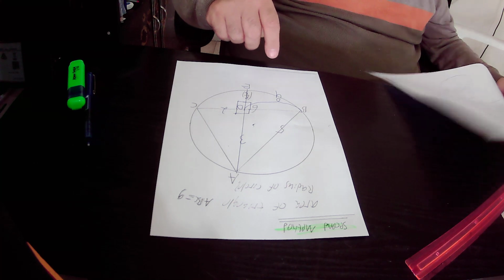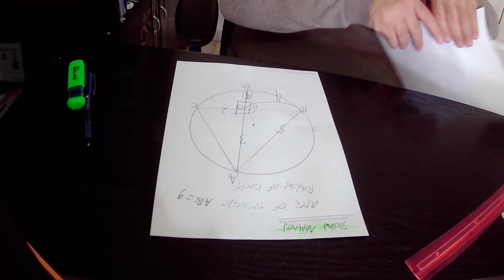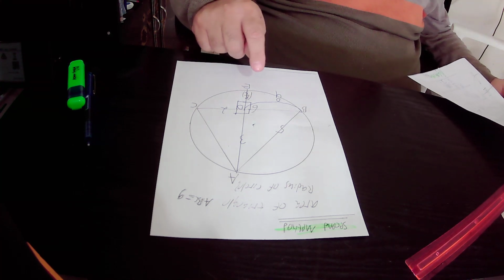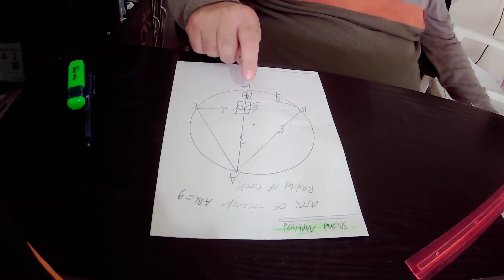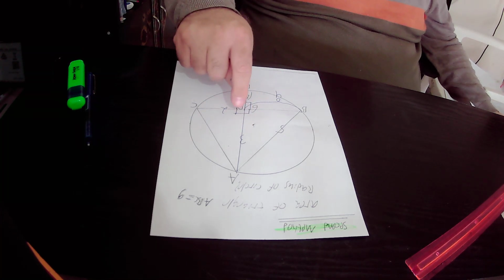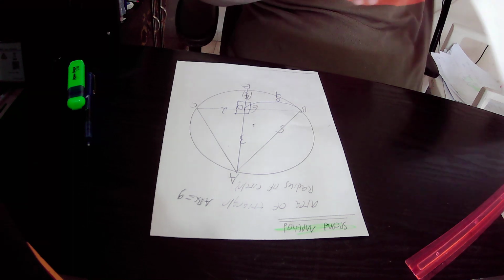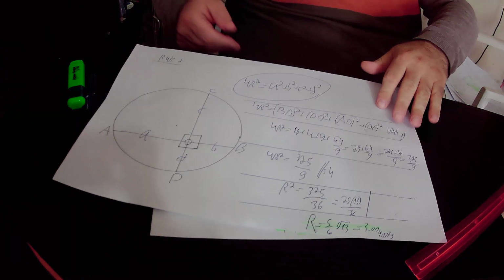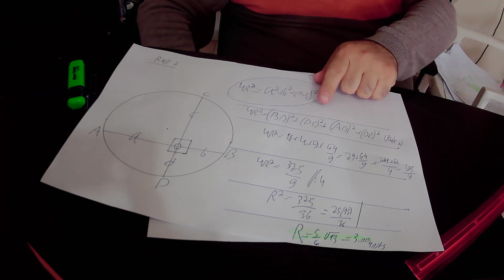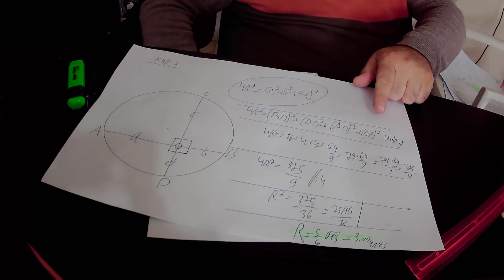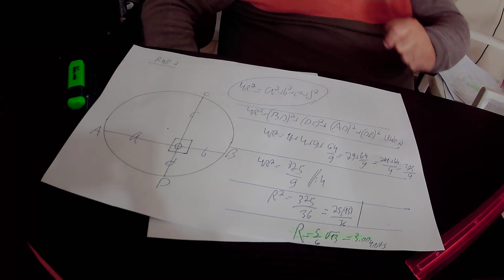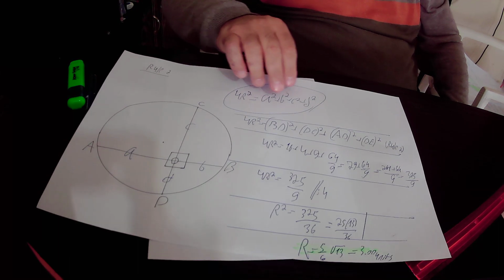According to rule number 2, we'll get that 4 times R squared equals BD squared plus DC squared plus AD squared plus DE squared. I repeat again, 4 times R squared equals BD squared plus DC squared plus AD squared plus DE squared. According to rule number 2, 4 times R squared equals BD squared.